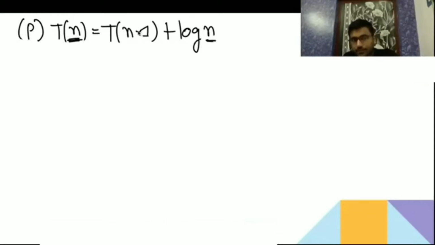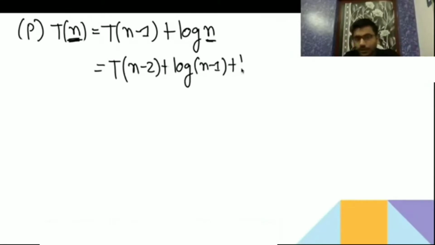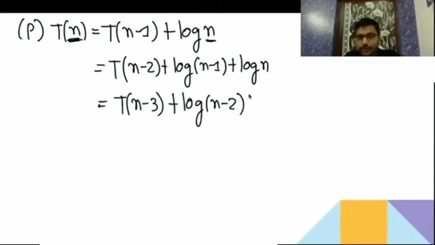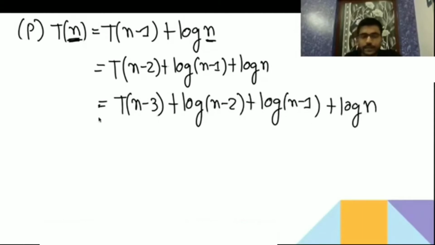So T of n minus 1 is going to be T of n minus 2 plus log of n minus 1, so it is going to be T of n minus 2 plus log of n minus 1 plus log n. Then T of n minus 2 is going to be T of n minus 3, reducing by 1, then log of n minus 2, then log of n minus 1, then log n. Similarly it is going to keep on decreasing.